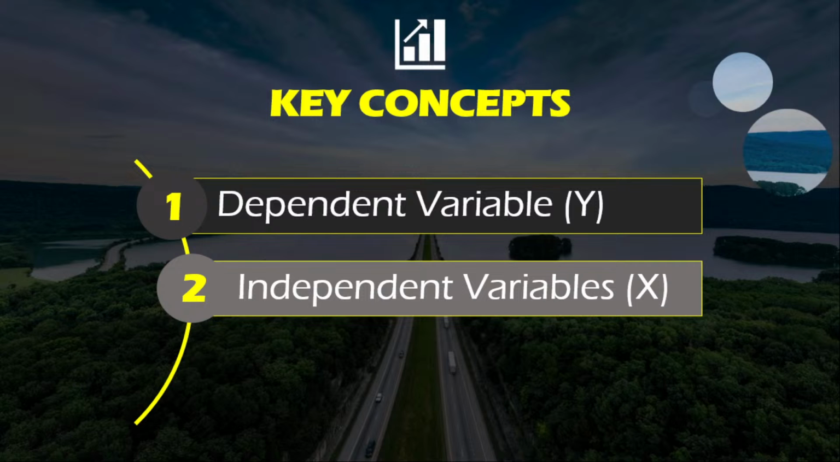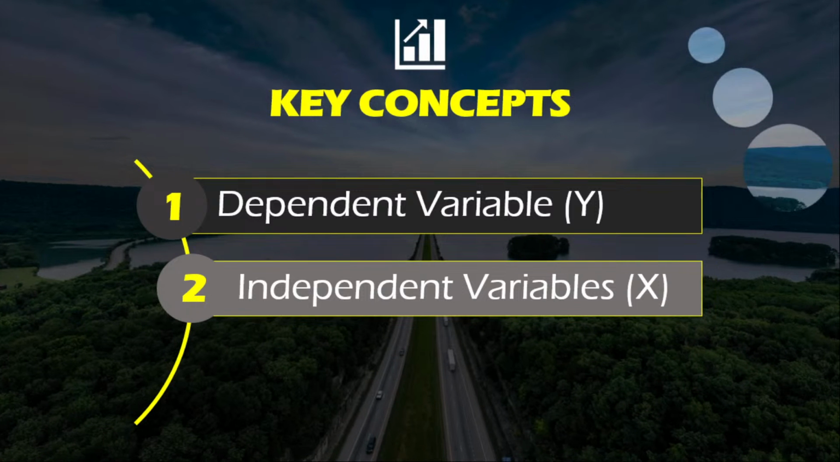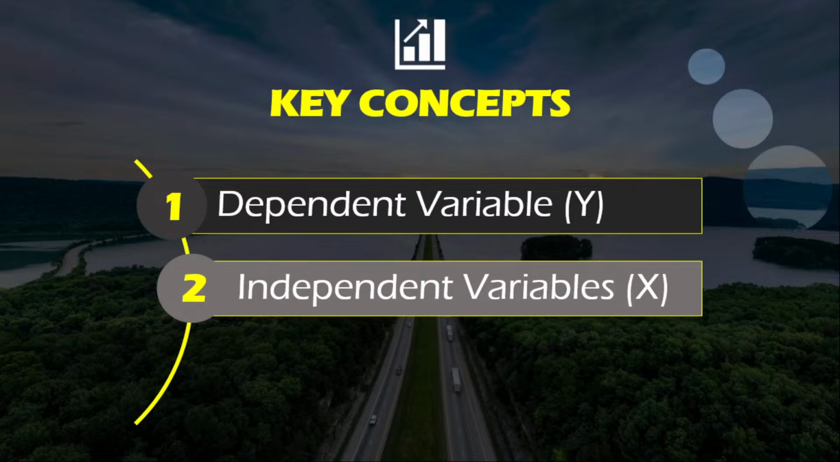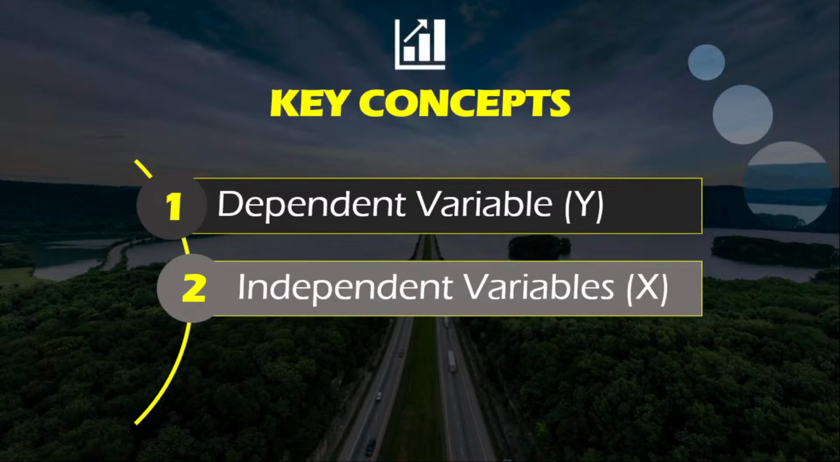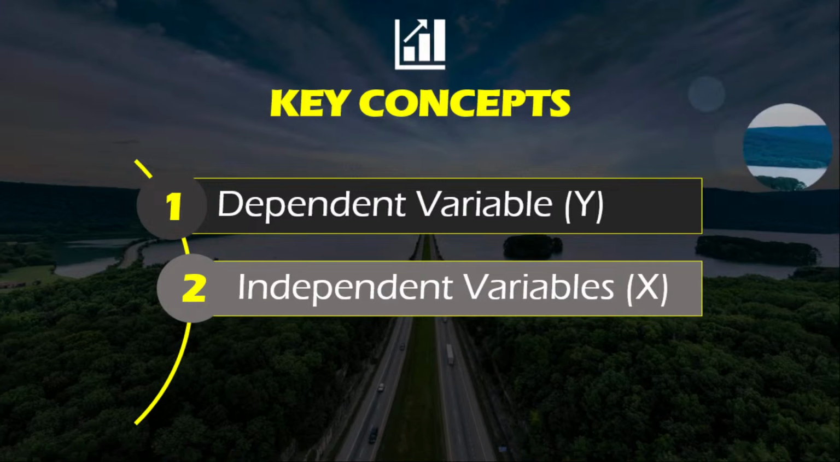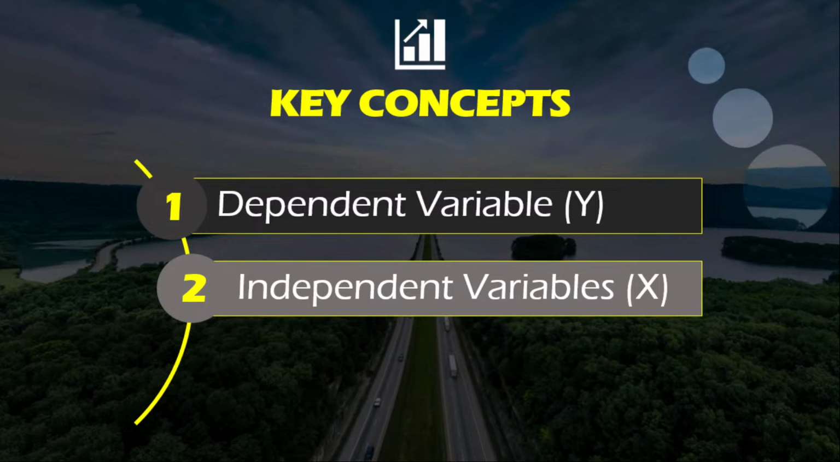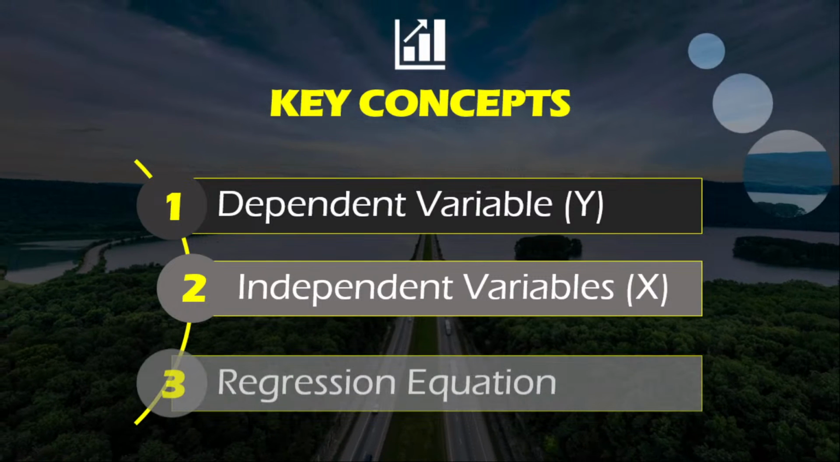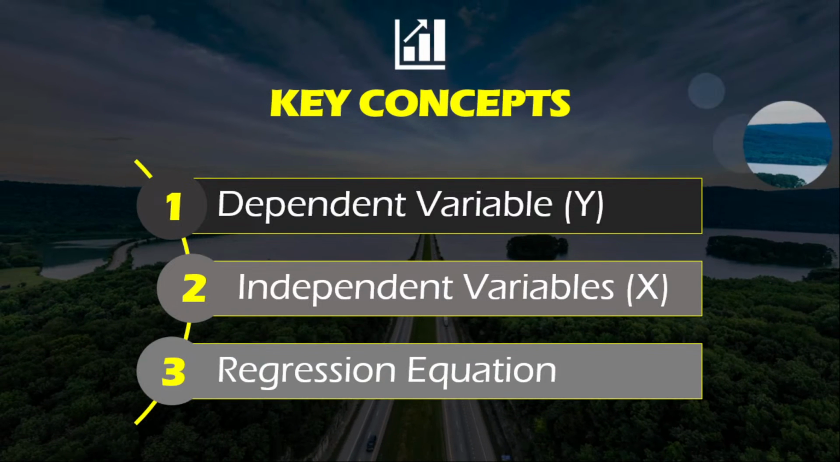In the Cartesian coordinate, we refer to the independent variable as x, but it can be anything. You can call your independent variable anything, but we use x and y to denote the independent variable and the dependent variable. Then thirdly, which is the regression equation.